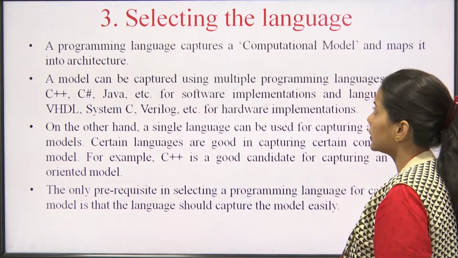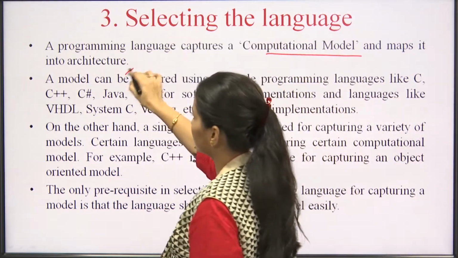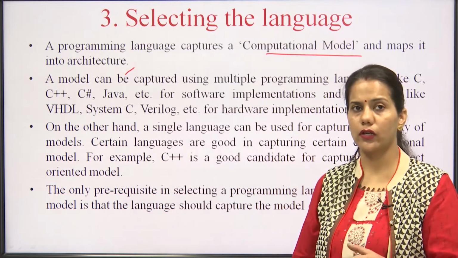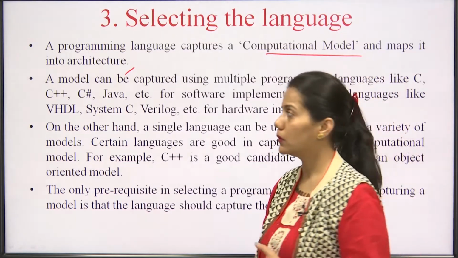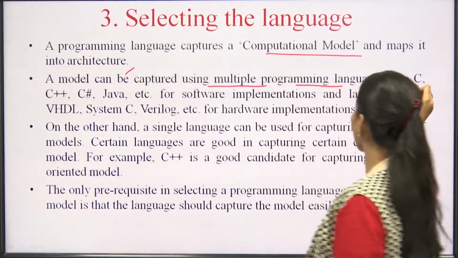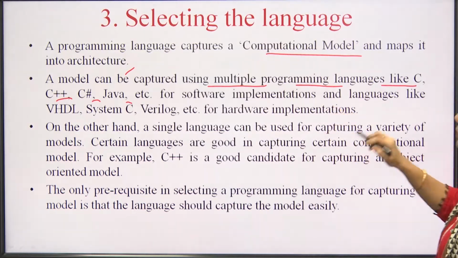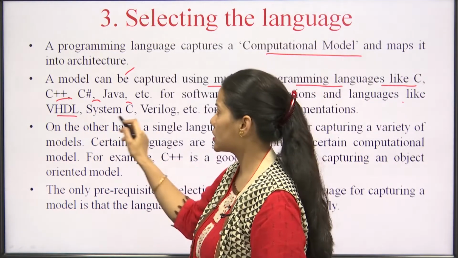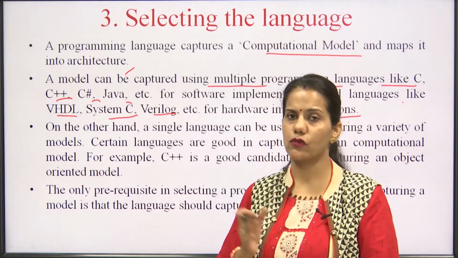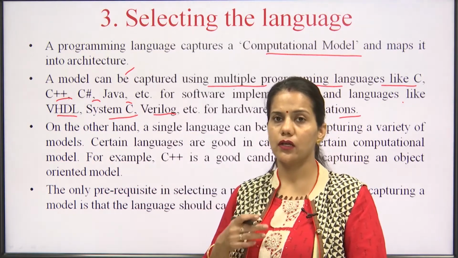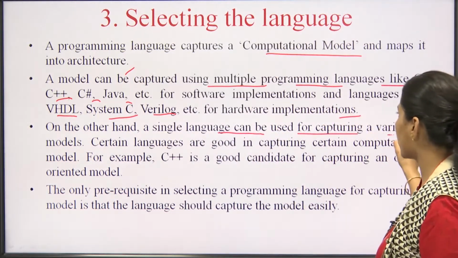The last point is selecting the language. The programming language captures a computational model and maps it into the architecture. So, it depends on what architecture we are using and which language is preferred for that particular architecture. A model can be captured using multiple programming languages like C, C++, C#, Java, etc. for software implementations, and languages like VHDL, SystemC, Verilog are used for hardware implementation. So, there is a difference between the hardware and software implementation languages, and from these languages we can select for our purpose. On the other hand, a single language can be used for capturing a variety of models.